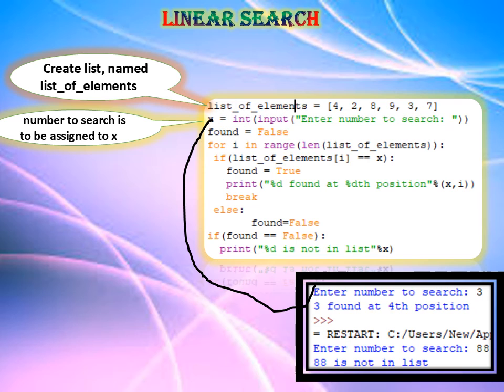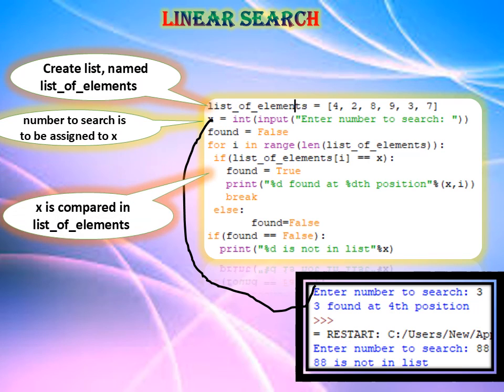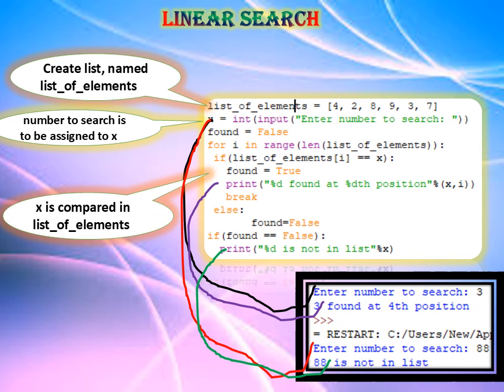So here the searching element is 3, and the 3 is compared with all the elements in the list of elements. If it is present, it will show true, and then print along with its position. Again, we give another input, 88, for searching, and it will be compared with all the elements, but it's not present in the list, so it displays 88 is not in the list.